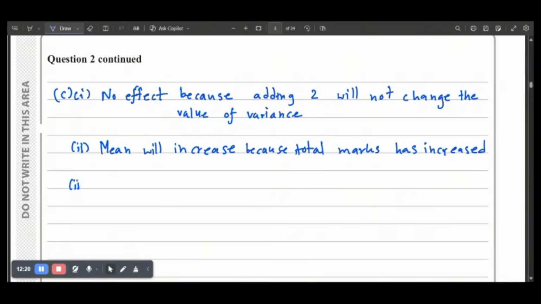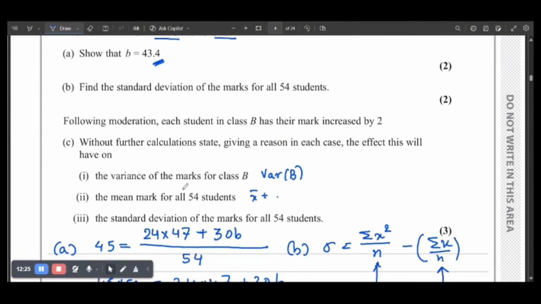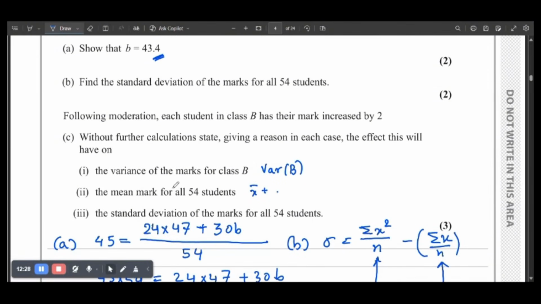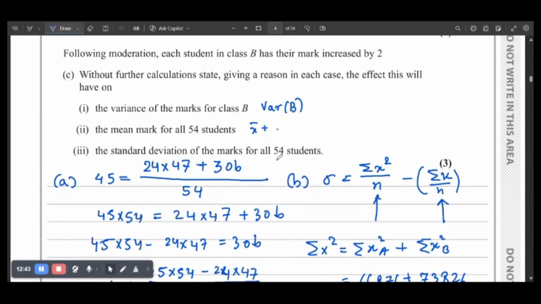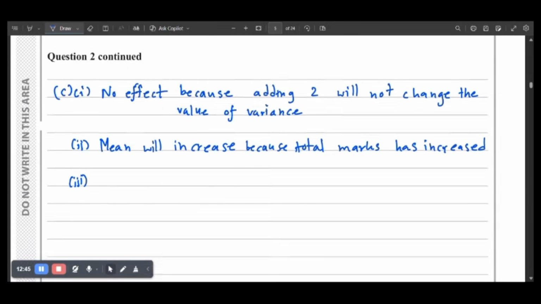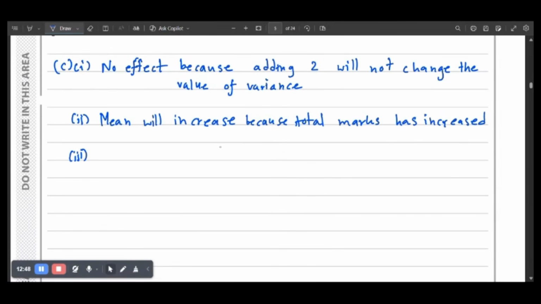For 3, we can see the standard deviation of the marks for all 54 students. Now we are asked about the standard deviation of the marks for all 54 students, not just class B or class A. As the mean of class B has changed and the mean of class A has not changed, the standard deviation will change. The standard deviation, to be specific, will decrease.